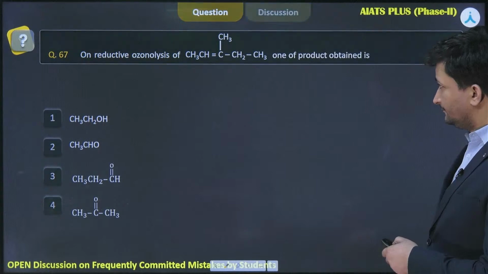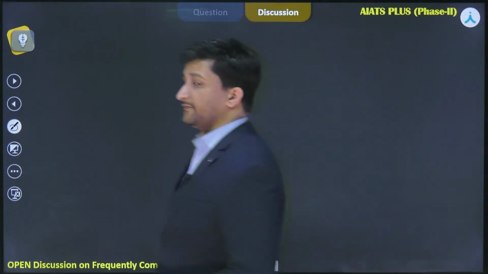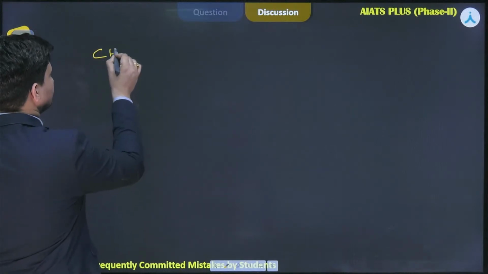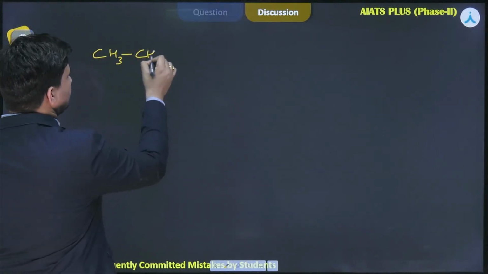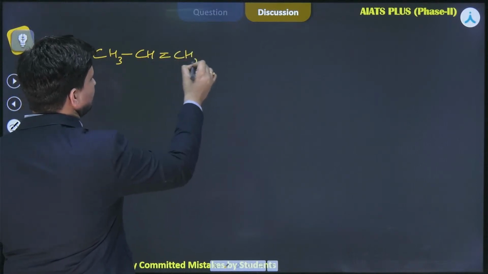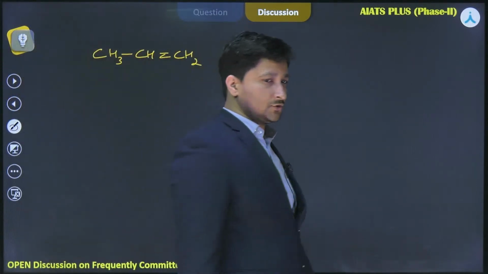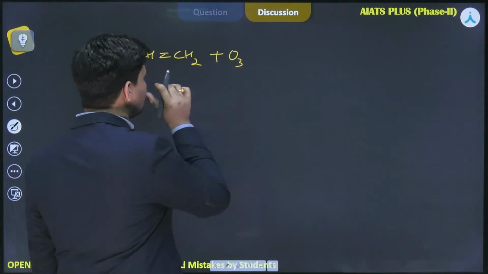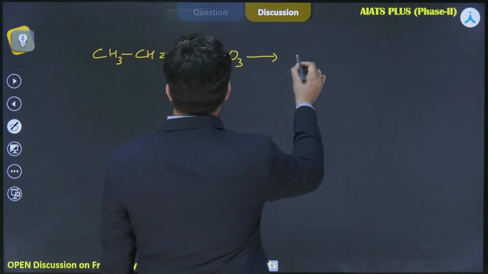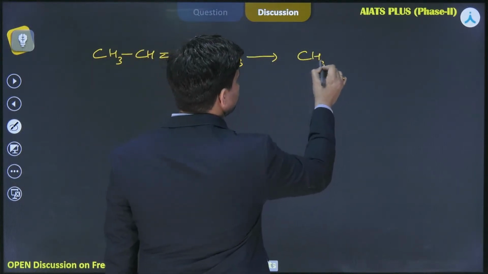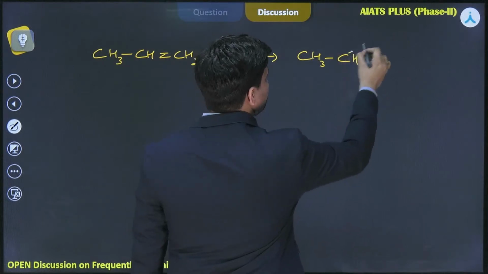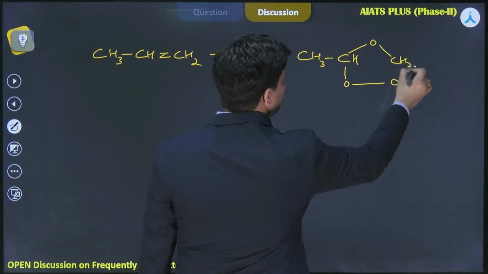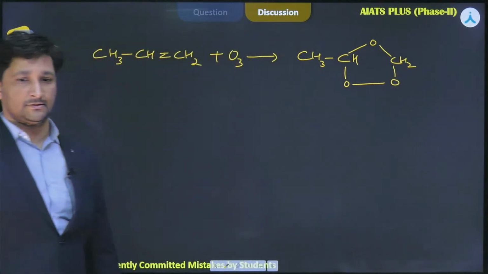Now, suppose I take a very simple example here. CH3 again, propene, a very common example. First of all, it will react with ozone to form an ozonoid structure. And what does this ozonoid structure look like? CH3, CH, O. Okay, this is how it looks.